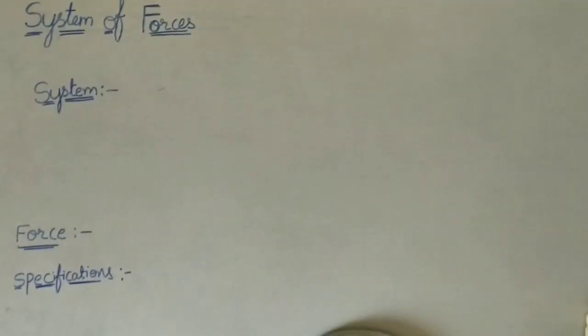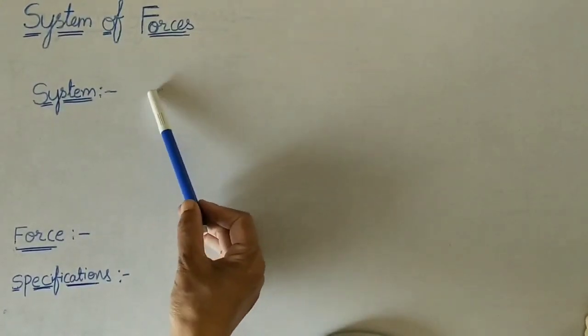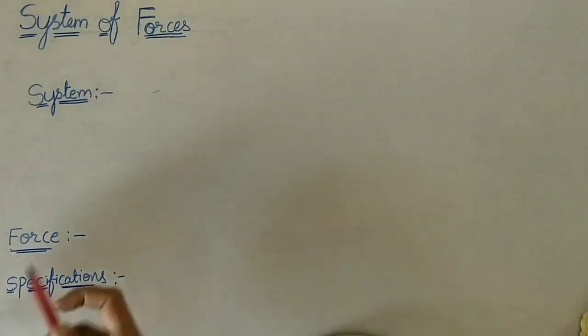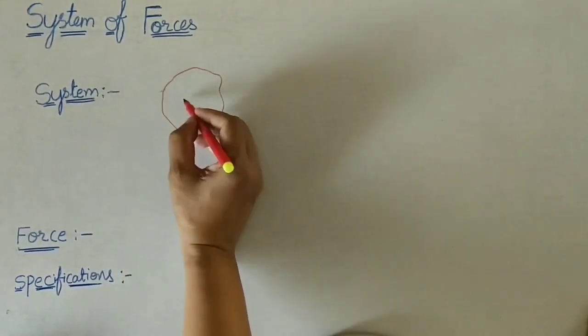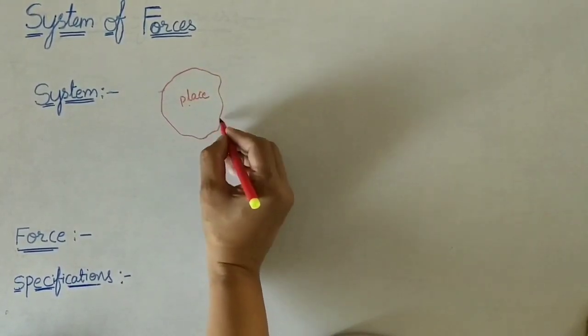Today I would like to explain about system of forces. In it, first, what is system? System means it is the space or place where some process is taking place. One space here, for example, where some process is taking place. It is called system. Okay, place. And this line is called boundary line.